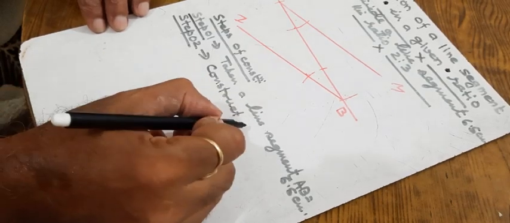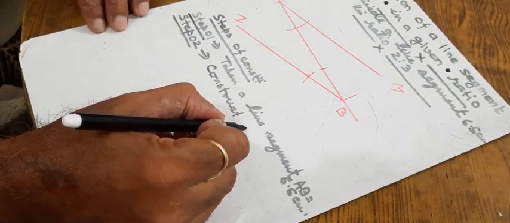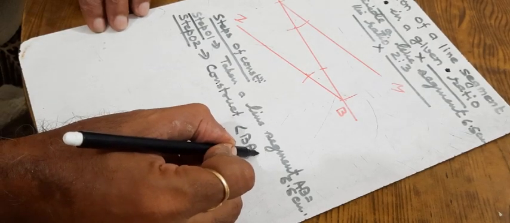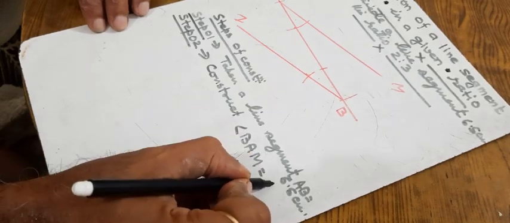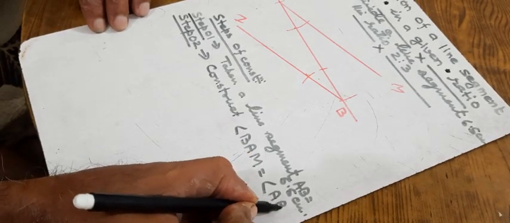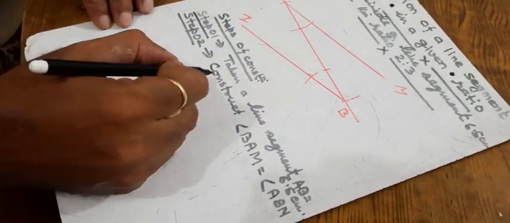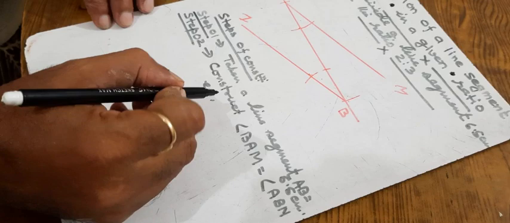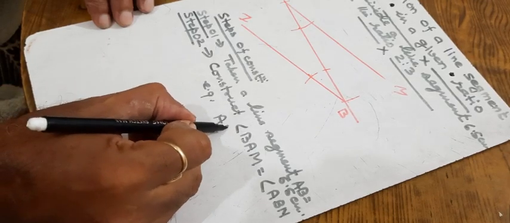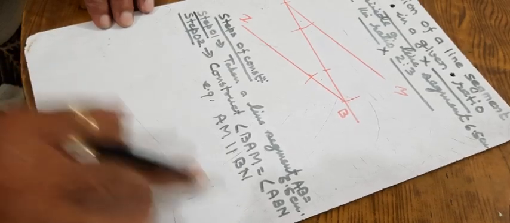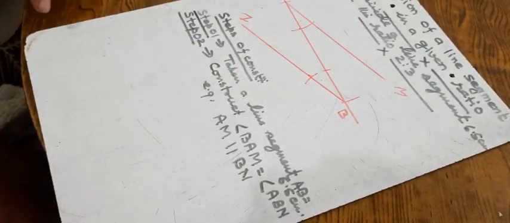Step 2. Construct angle BAM that is equal to angle ABN. ये दोनों एंगल इक्वल बनाया है. That means AM parallel BN, and this is why this construction is in this unit, parallel lines.